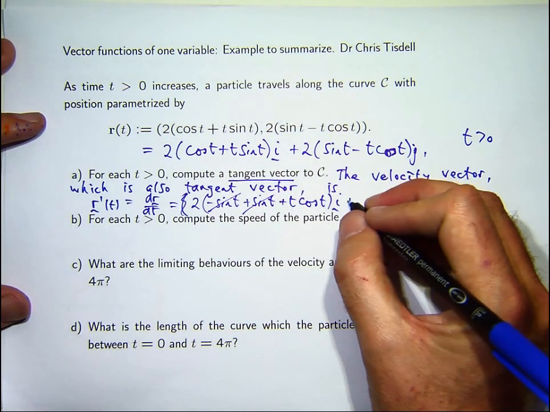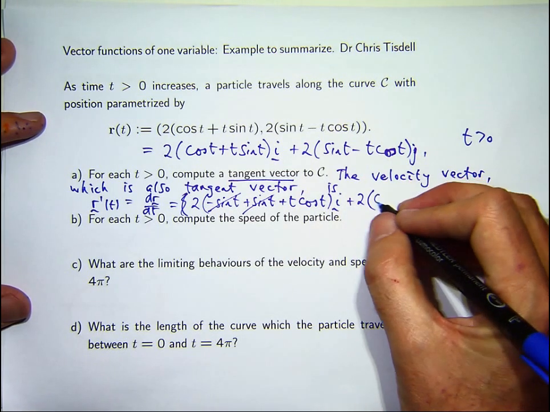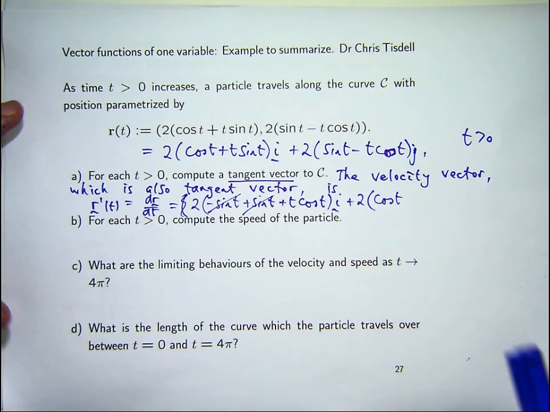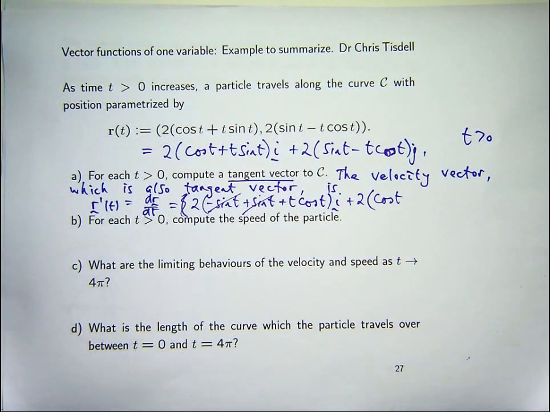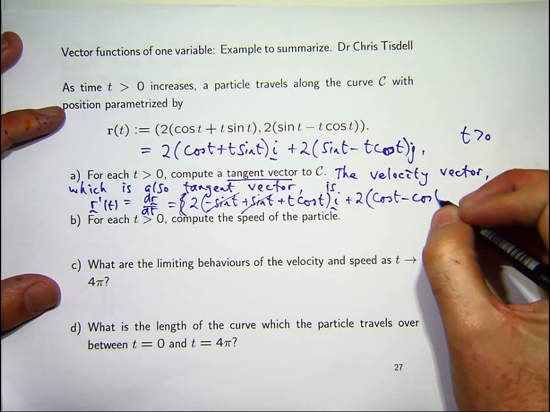Similarly with the next bracket, if I differentiate sine t, I'll get cosine t. If I differentiate minus t cosine t by the product rule again, I'm going to get something like this.